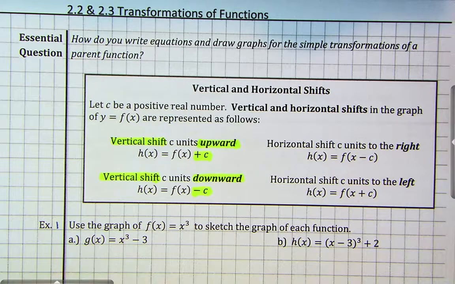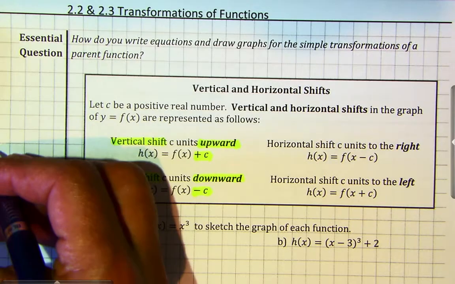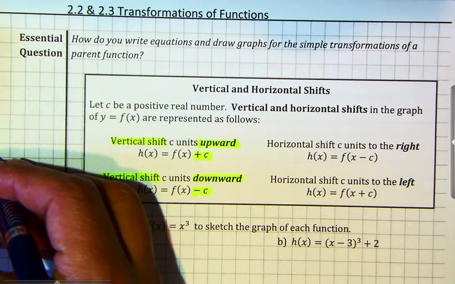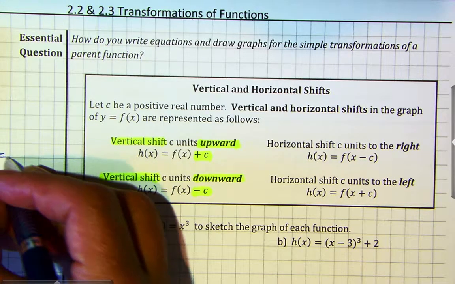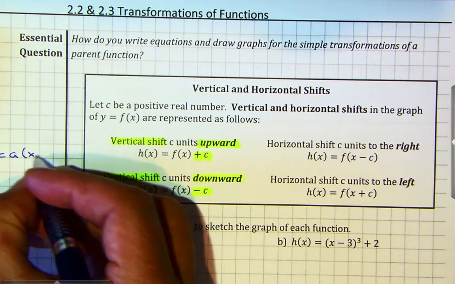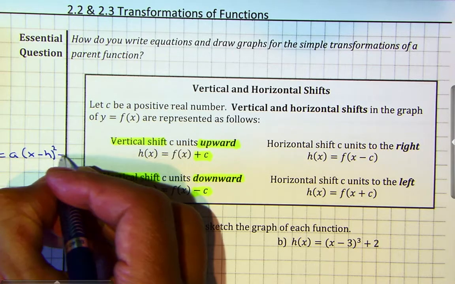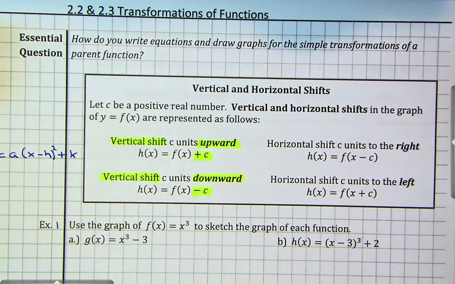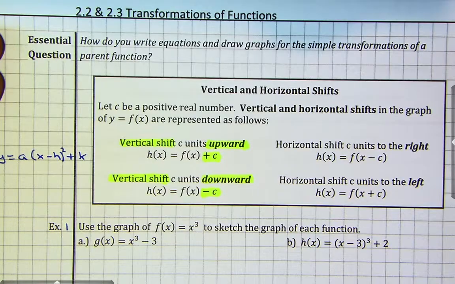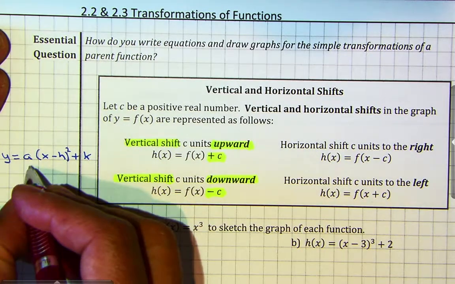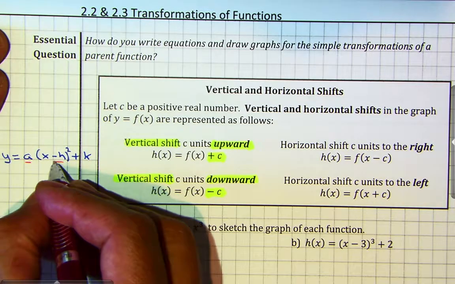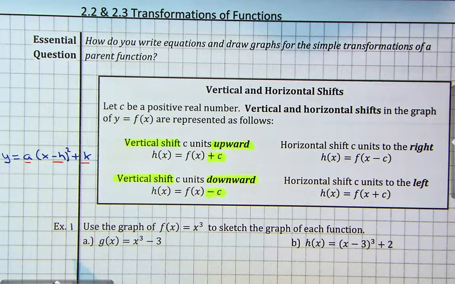And you guys covered this back in Algebra 2 when you covered equations such as y equals a times (x minus h) squared plus k, where you looked at what the value of a does to the graph, and the value of h and k. So this is basically the same process, but now we're going to use more of the function notation.